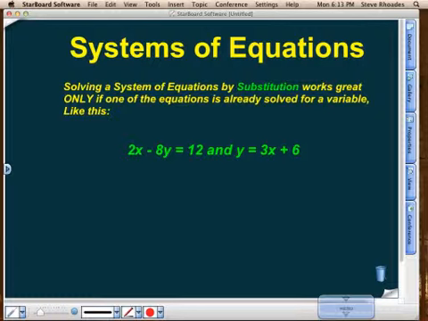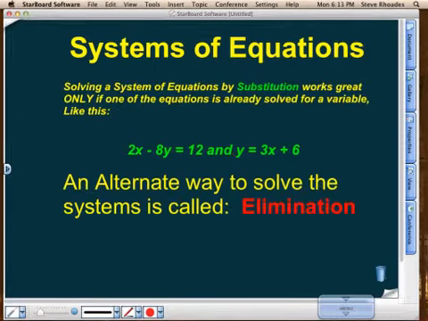Yesterday, we solved by substitution. And really, substitution works great if one of the equations is already solved for a variable. So yesterday, we did solving by substitution. You can see in this case, y equals 3x plus 6. And that is a great indication that I can use substitution to solve this. Great method, all right? That's not always going to be the case, though.